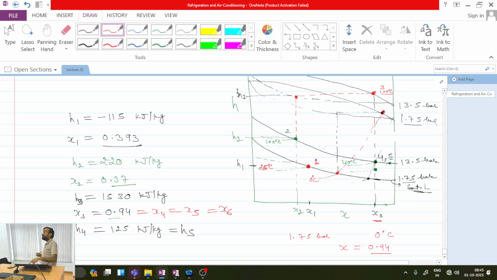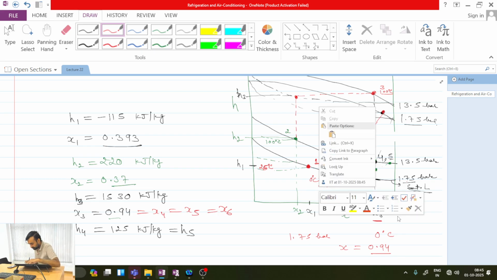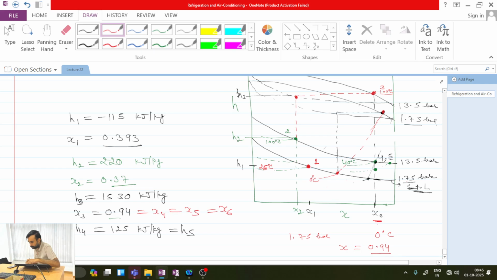This is my temperature of what? 0 degree Celsius. Now where, and this is at which pressure? 1.75 bar. And third property is composition, which is 0.94. Where all these three are meeting, that is my point 6. What is X6? Please tell me. Vivek, and what is X6?